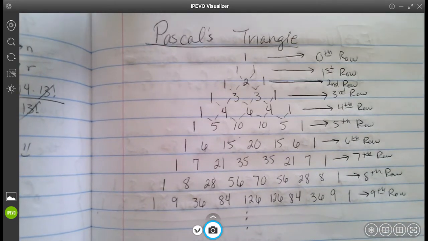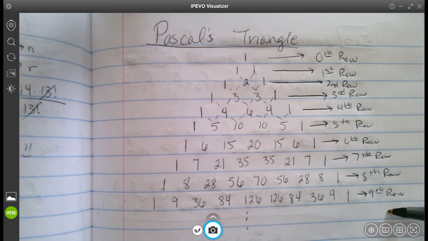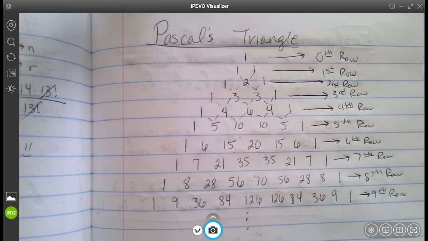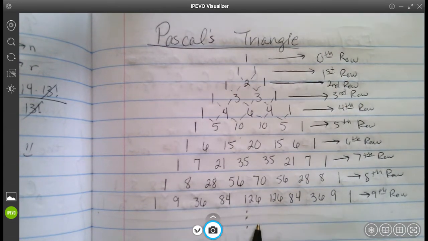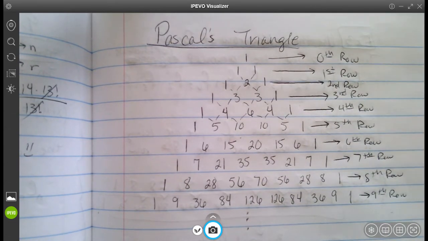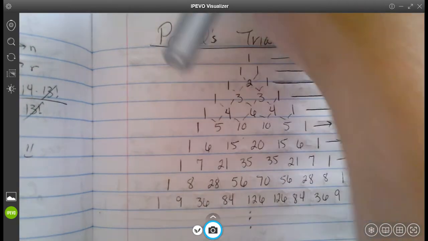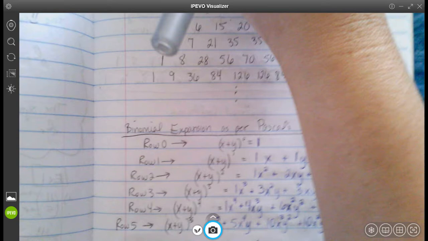But for reference, I do recommend you copy at least up to here, because for some of the problems you are going to be asked specifically to look at a certain row. So instead of having to construct the whole triangle all over again, you can just use this as reference, okay? So let's see how this applies to binomial expansion as per this triangle.